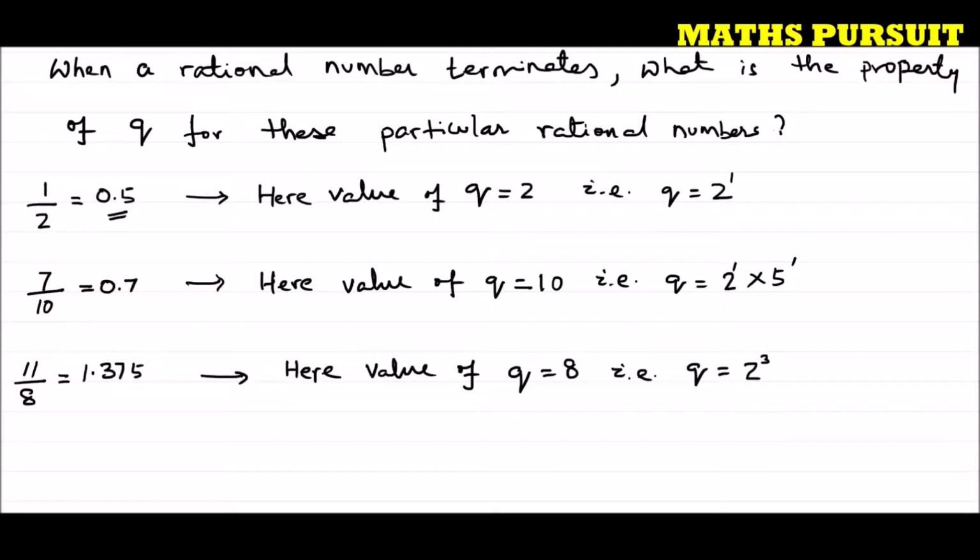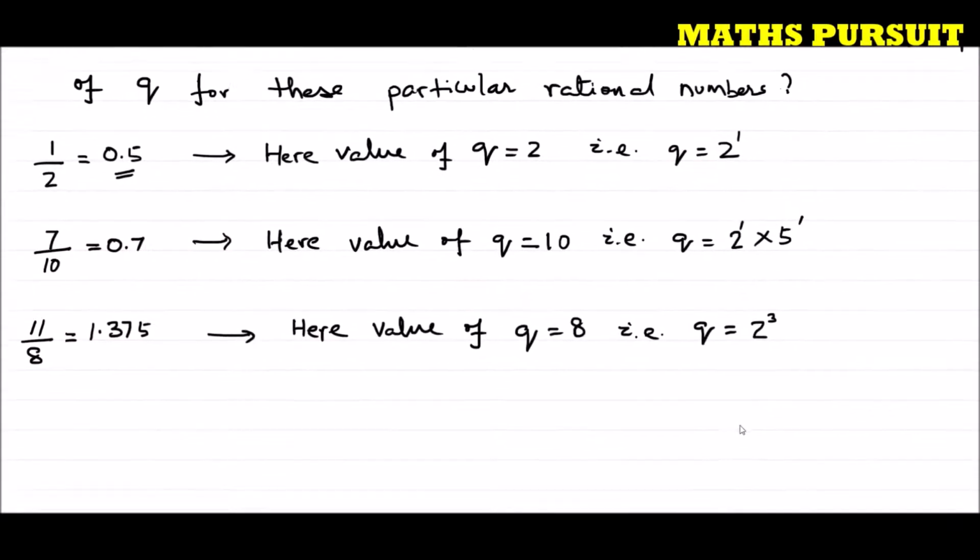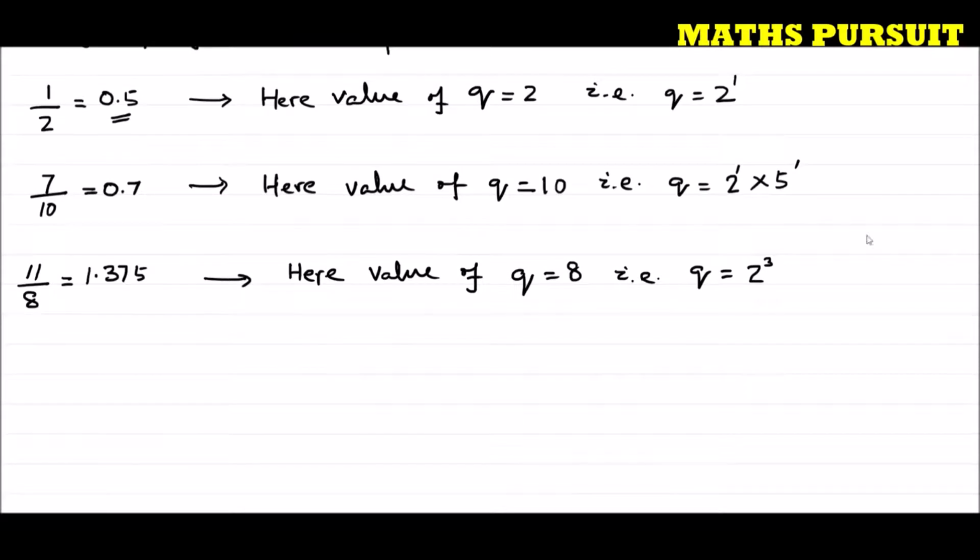2 to the power 3. That means 2 into 2 into 2, which is 8. So here the value of q is 2 to the power 3. Now let us consider one more last example so that we can conclude our observation.